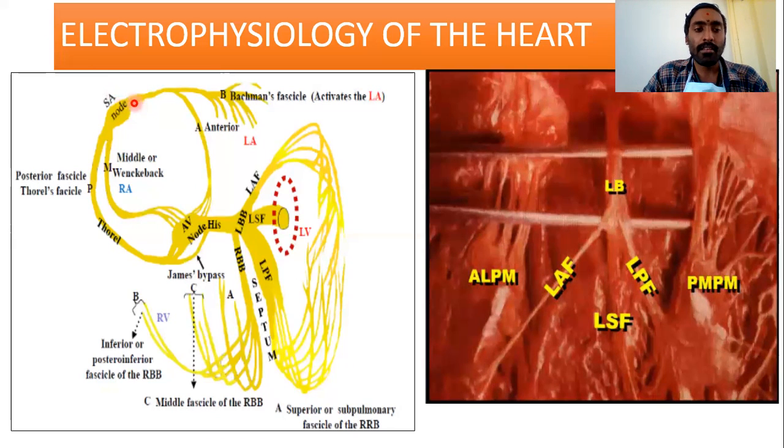And in case the SA node fails, there are backups called latent pacemakers, which are the AV node, the Purkinje fibers, and the ventricular myocardium, that can generate impulses on their own at a slower rate.